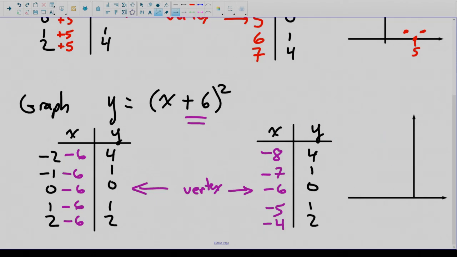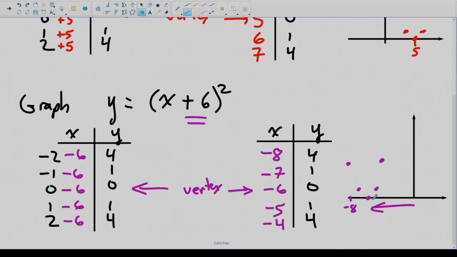So if I plot those points, negative 8, let's say, is way over here. Negative 8 and 4. Negative 7 and 1. Negative 6 and 0. Negative 5 and 1. Negative 4. Oh, wait a second, I made a mistake there. I made a mistake here too. That's supposed to be a 4, and that's supposed to be a 4. So some of you may have noticed that. Negative 4 and 4 would be here. And there is my parabola that is moved to the left by 6.